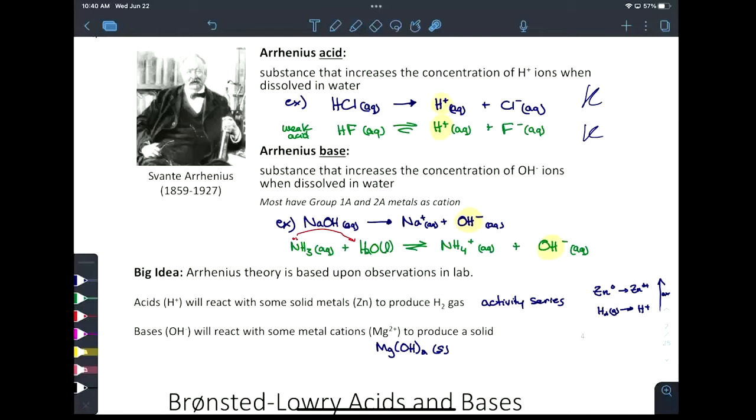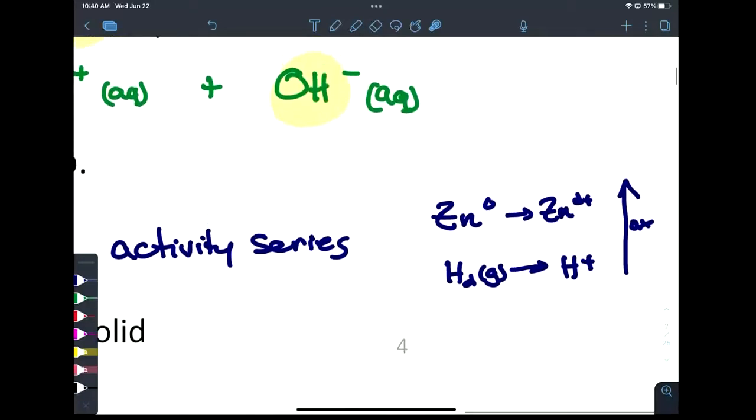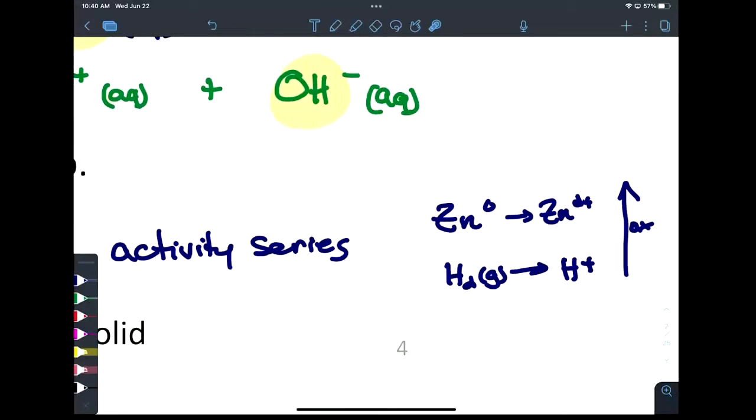Because if we remember in solution chemistry, when we talked about the activity series, do you remember that? Do you remember the activity series? I just taught it today. All right, the activity series. In order for a redox reaction to go, the solid neutral metal needs to be higher than the cation.